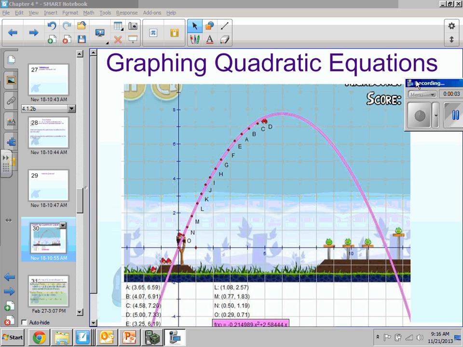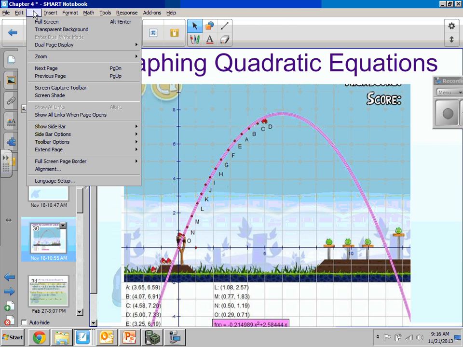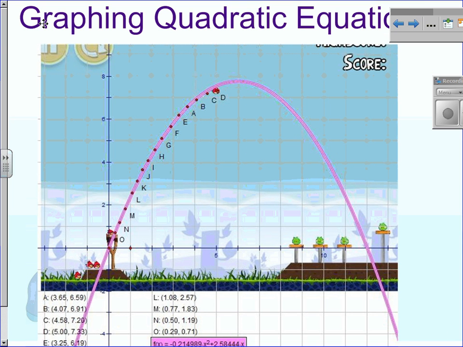Hello class. Today we are going to be discussing graphing quadratic equations. Quadratic equations have a lot of applications, and this is just one of them. We have our Angry Bird game.